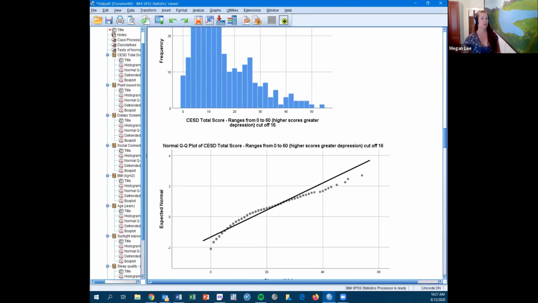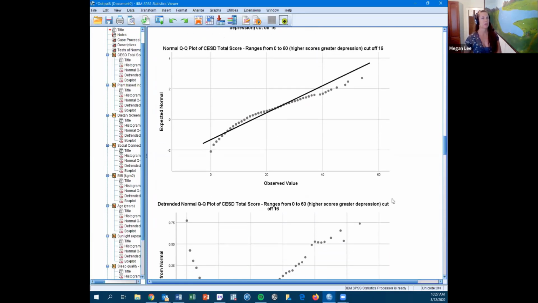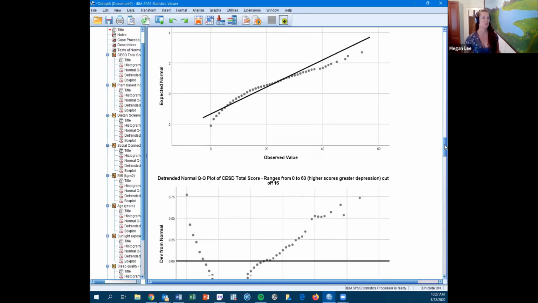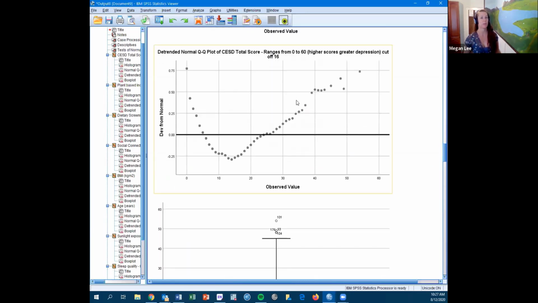The P-P plots and the Q-Q plots also tell us this. So this is the straight line that we are expected to find our data set to lie on, and then the dots are what we actually found. So if they snake around the line like this, then that means we have a problem with normality, which we know already. Same with our detrended Q-Q and P-P plots. You want the same amount of dots above and below the line. There's a little bit more above, I would say.